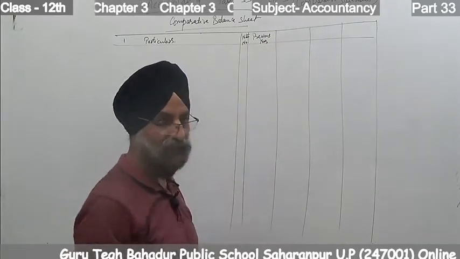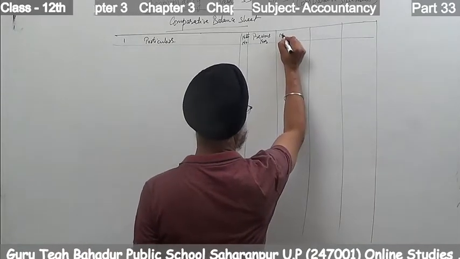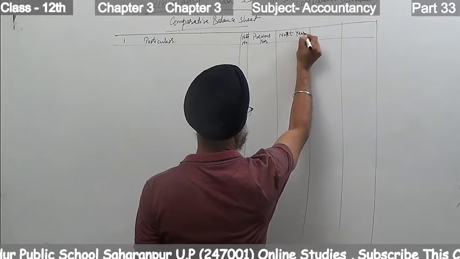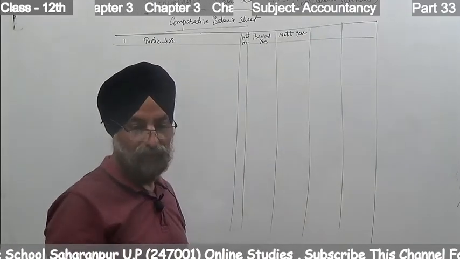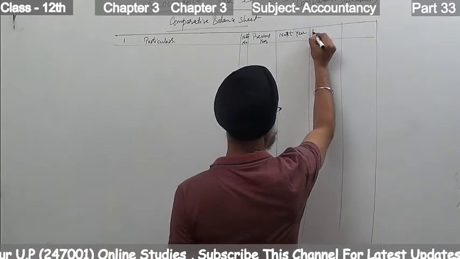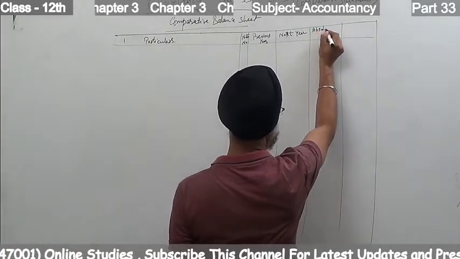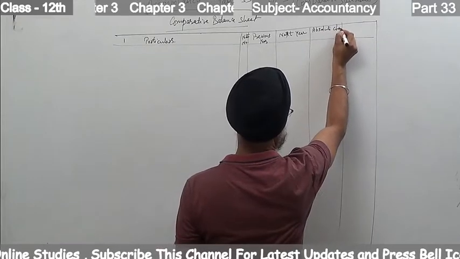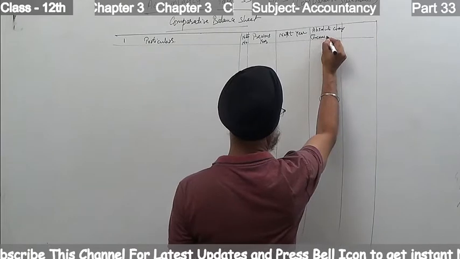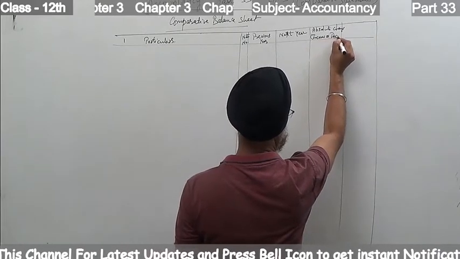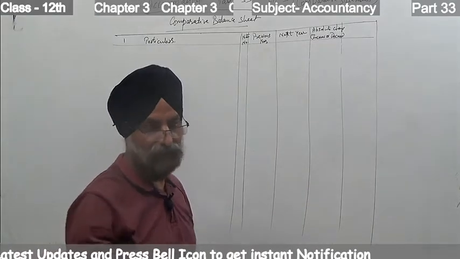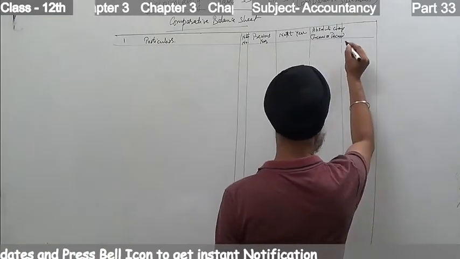Value of next year. Next column is absolute change, increase or decrease. This is absolute change, maybe increase or decrease. And the last column is for percentage. Percentage of increase or decrease.